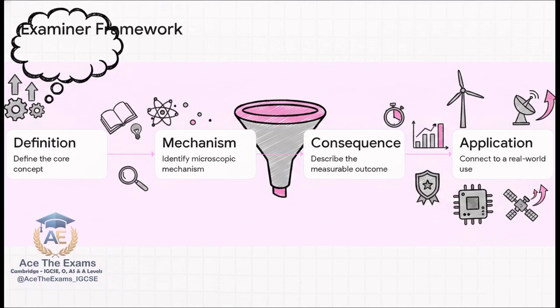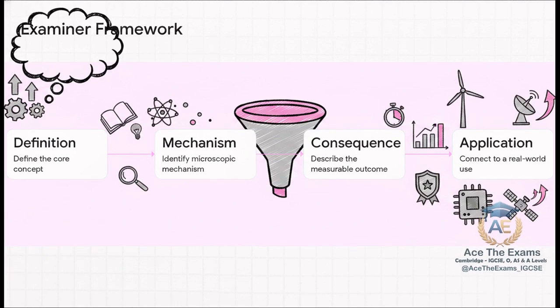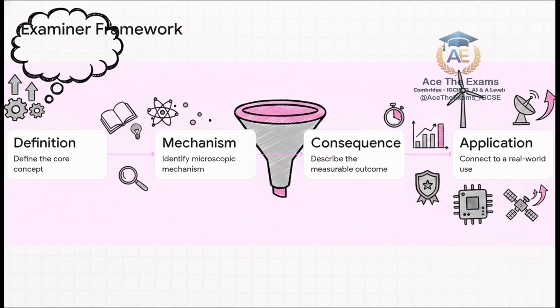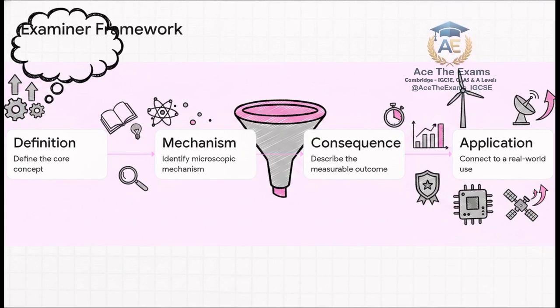Step 1, the definition, or the core concept. Step 2, the microscopic mechanism, like what is physically happening down at the atomic level. Step 3, the measurable consequence, what evidence or data do we observe on the outside? And step 4, the real-world application. Delivered with precise examiner wording, if you can force your answers through this exact funnel, you literally leave the examiner no choice but to award you the marks.